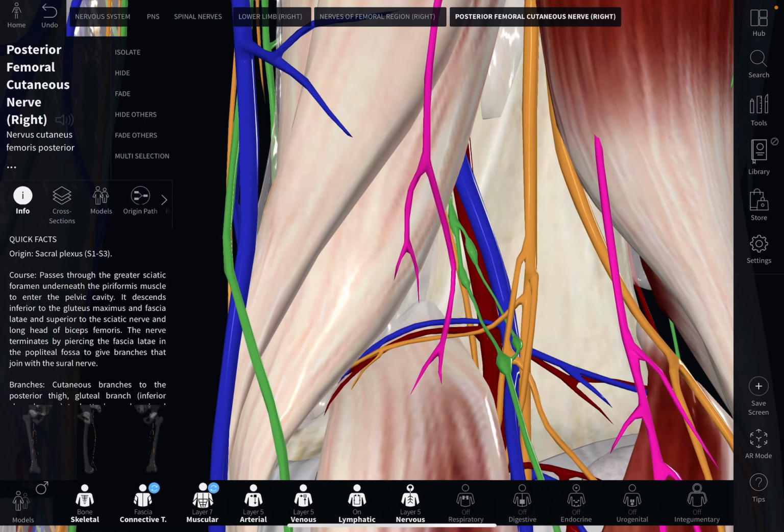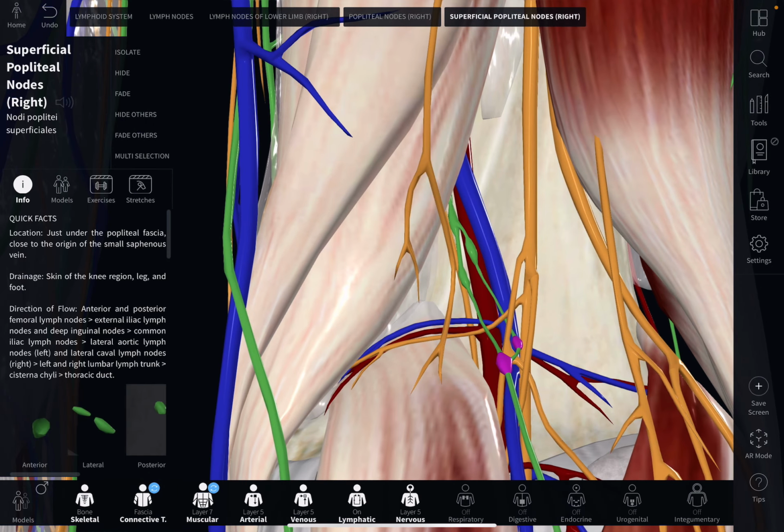Now we are left with these small beaded structures known as the lymph nodes. Since they are present in the popliteal fossa, they are known as the popliteal lymph nodes.